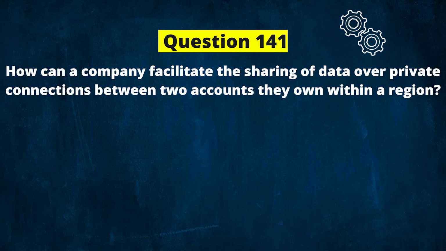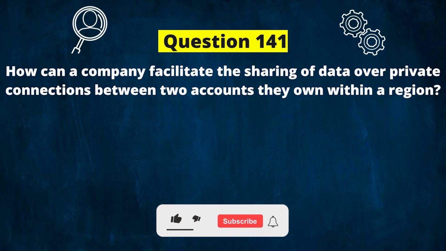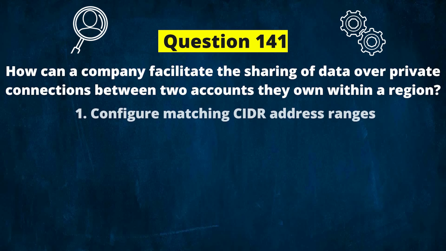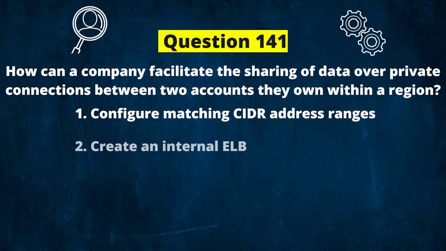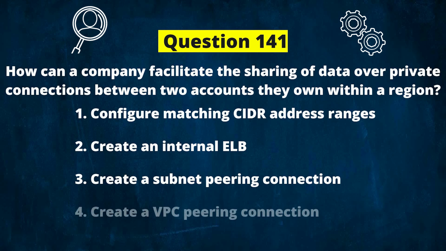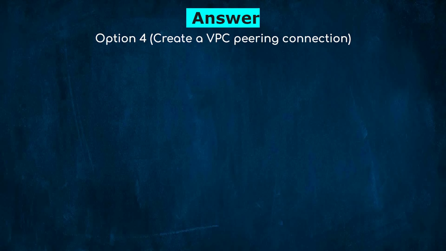Next question. How can a company facilitate the sharing of data over private connections between two accounts they own within a region? Now the options are: Option 1, configure matching CIDR address ranges. Option 2, create an internal ELB. Option 3, create a subnet peering connection. Option 4, create a VPC peering connection. And the correct answer is Option 4, create a VPC peering connection.